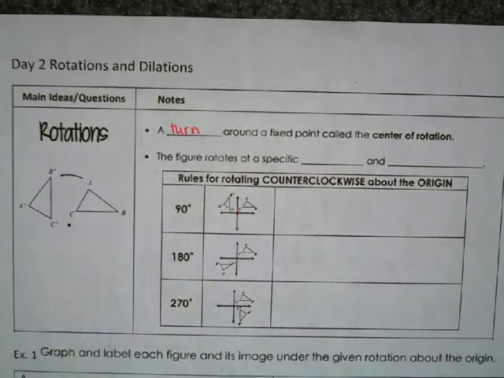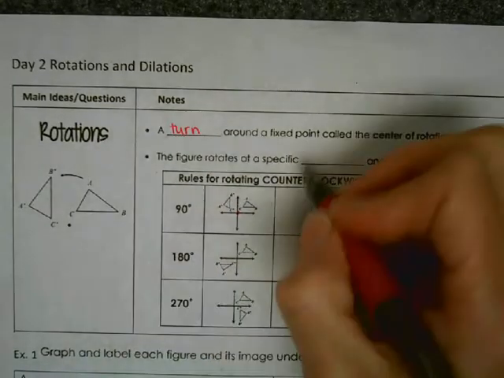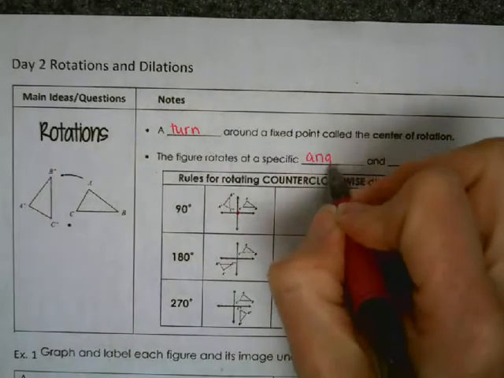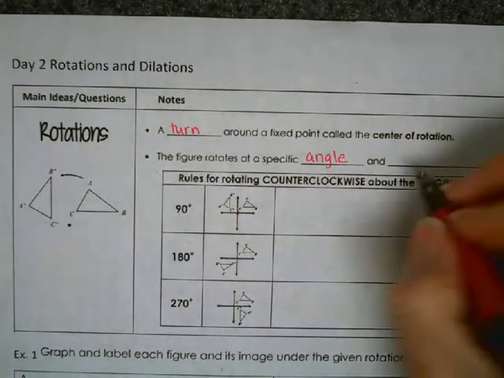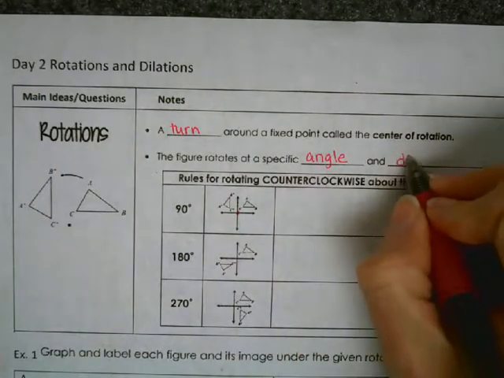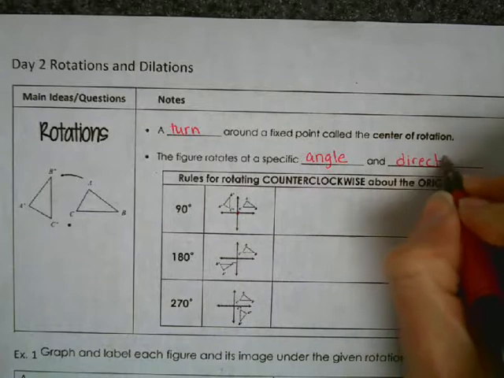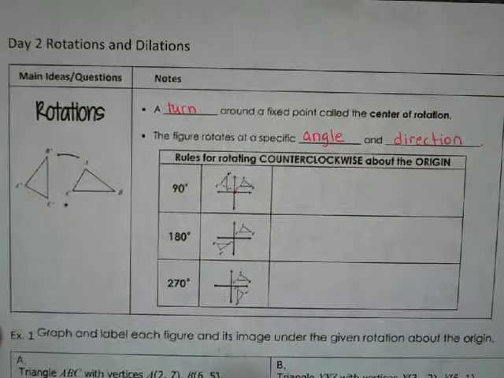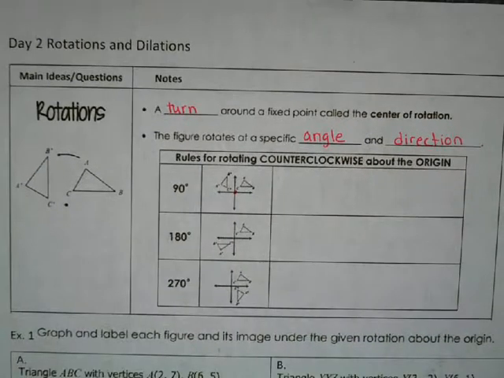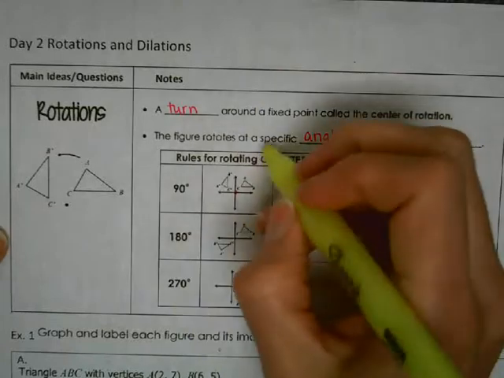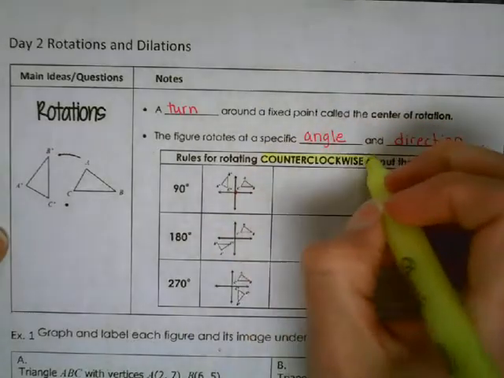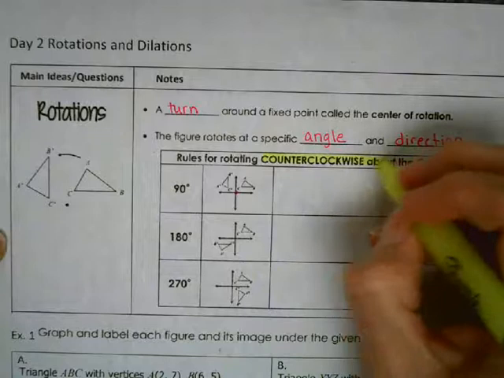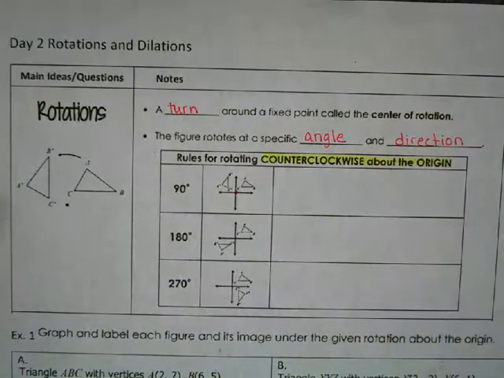A figure rotates a specific angle, like 90 degrees, 180, whatever, and a specific direction, whether it's going to spin clockwise or counterclockwise, so it will be important to read that part. Now the formulas I'm going to list here are rules for rotating counterclockwise about the origin, meaning all these we're going to do are from the origin at 0, 0.